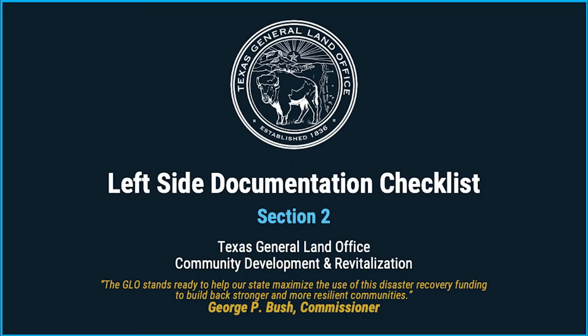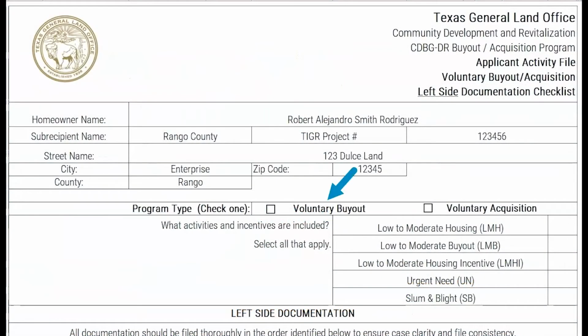First, subrecipients will check if the program is a voluntary buyout or voluntary acquisition program. Voluntary buyout programs are required to have an end use with a land use covenant that dedicates and maintains the property in perpetuity for a use that is compatible with open space, recreational, floodplain, or wetlands management practices. Voluntary acquisition programs may redevelop on the acquired property. However, they will have to follow elevation, building, and insurance requirements.